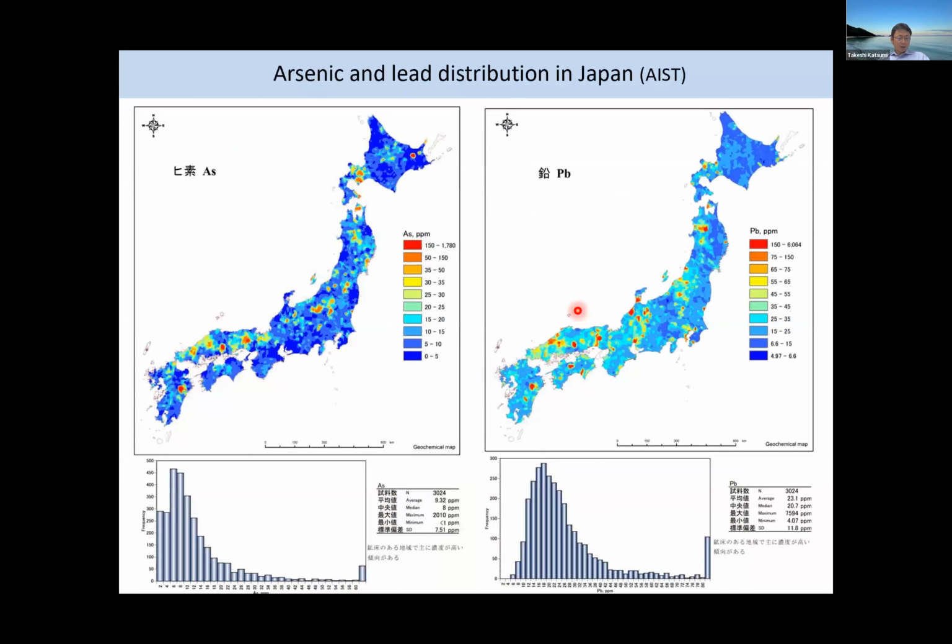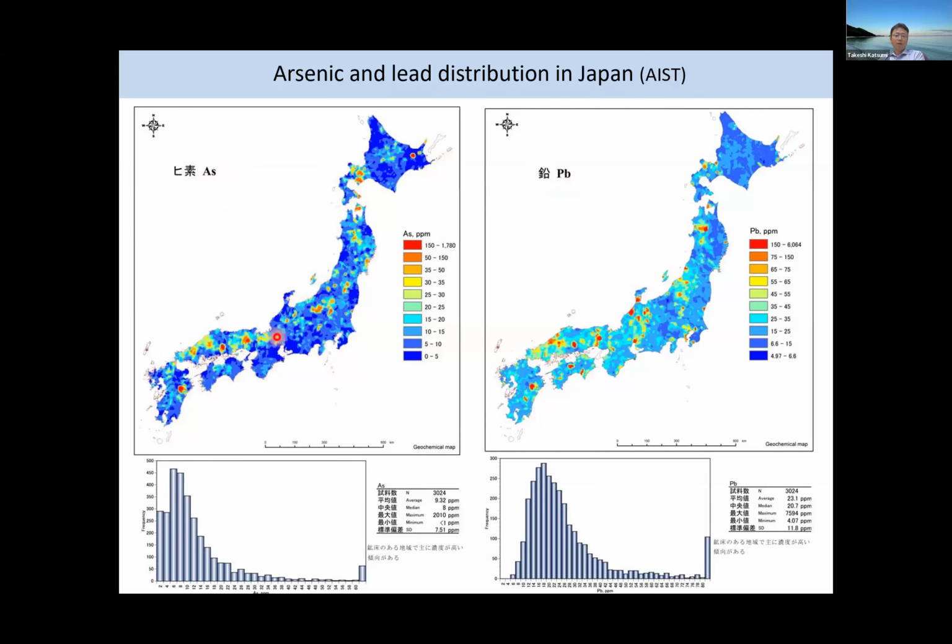This is the arsenic and lead distribution collected by our national research institution, which we call AIST, the National Institute of Advanced Industrial Science and Technology. And these maps indicate the distribution of arsenic and lead. If you search the web page of this research institution, you can find distribution maps, not only of arsenic or lead, but of almost all the elements.